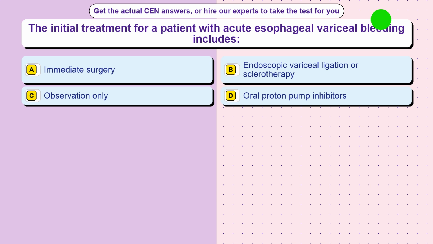Question 1. The initial treatment for a patient with acute esophageal variceal bleeding includes: Option A, immediate surgery. Option B, endoscopic variceal ligation or sclerotherapy. Option C, observation only. Option D, oral proton pump inhibitors.